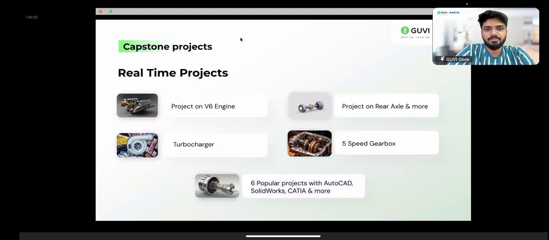The second thing is capstone projects, real-time projects you are going to work on. You have a project on a V6 engine, a project on a rear axle and more. Then you have a turbocharger, a 5-gear gearbox, and 6 popular projects in AutoCAD, SolidWorks, CATIA and many more.